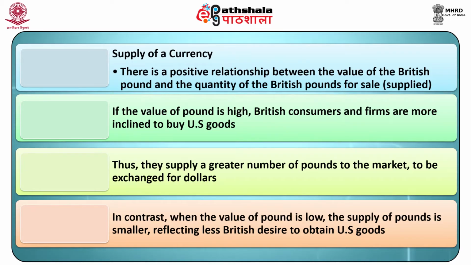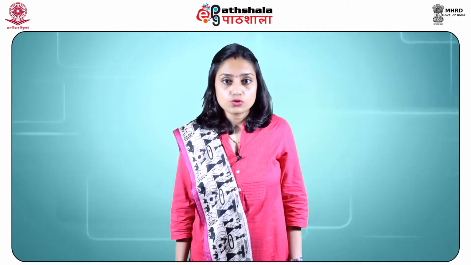Equilibrium. The demand and supply schedules for British pounds are combined in the exhibit. At an exchange rate of $1.50, the quantity demanded would exceed the supply of pounds. Consequently, there will be a shortage of pounds at that exchange rate. At an exchange rate of $1.60, the demand for pounds will be lower than the supply of pounds for sale. Therefore, the banks providing exchange services will have a surplus of pounds at that exchange rate.